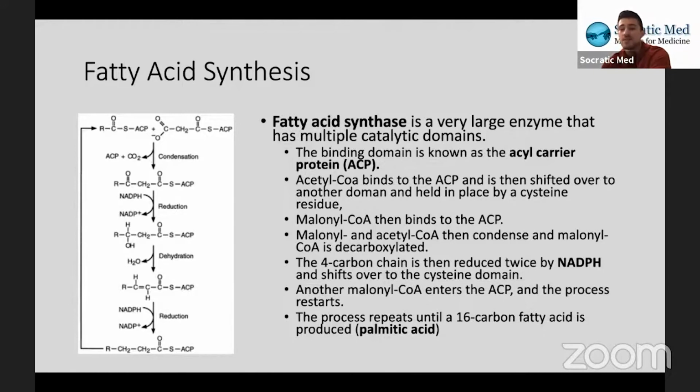So it binds to the ACP, and then they shift it over to another domain that has a cysteine. So it's sort of like shifting it over into a little holding place. So it's going to hold that acetyl-CoA. Then we have malonyl-CoA that's going to bind to the ACP, that binding domain. So we now have malonyl-CoA and acetyl-CoA right next to each other. So we're going to condense them together, and in that condensation reaction, the carboxyl group from malonyl-CoA is going to decarboxylate and be released as carbon dioxide. That's where the energy of the reaction comes from.